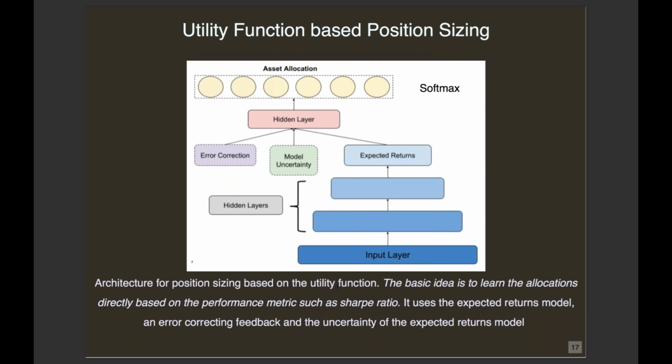So the final layer is not trying to predict the expected return or how the model does. It directly outputs the asset allocation. And this is why we are saying that this is a utility function-based position sizing logic. The basic idea here is to learn the allocations directly based on a performance metric, like Sharpe ratio, like alpha over a benchmark, things of that nature.